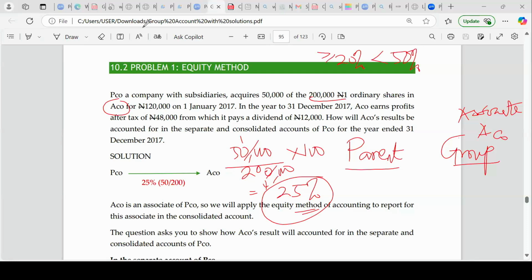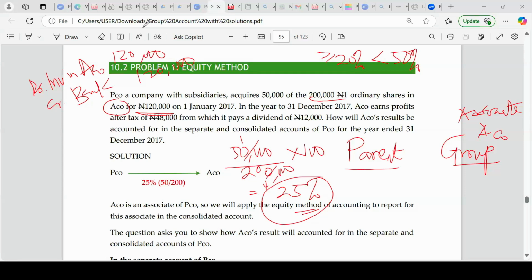All right? So therefore, what we will do is this, to say how much is the historical amount that PICO invested. The historical amount they invested is 120,000. This means in the book of PICO, we are going to have to debit investment in ECO, 120,000. We are going to have to credit bank, 120,000. All right? As straightforward and as simple as that.